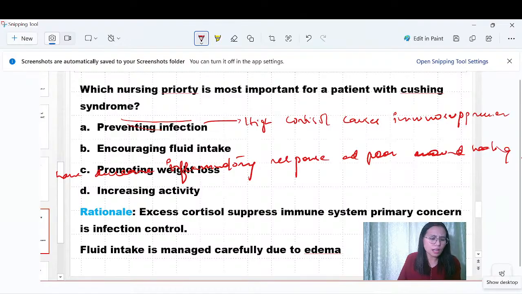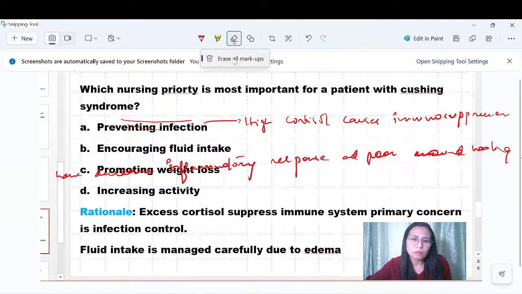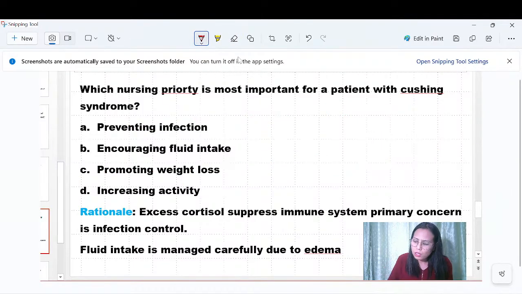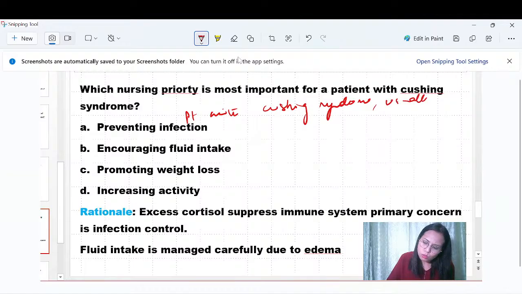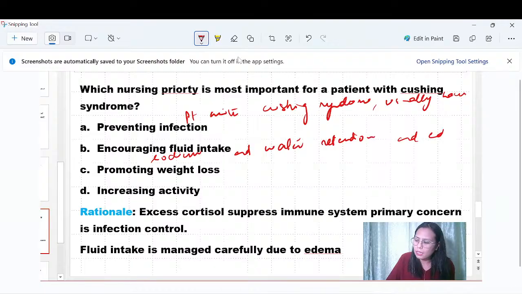So why are the other options wrong? Encouraging fluid intake: patients with Cushing syndrome usually have sodium and water retention and edema, not dehydration. So fluid intake is not the main priority.